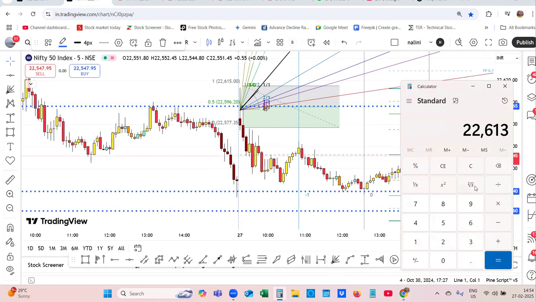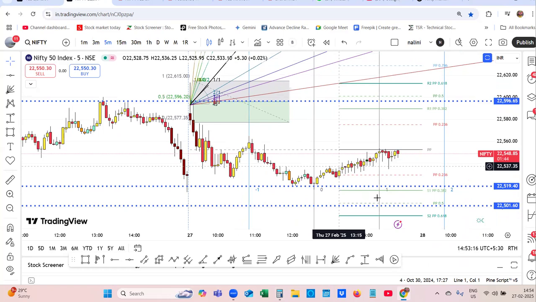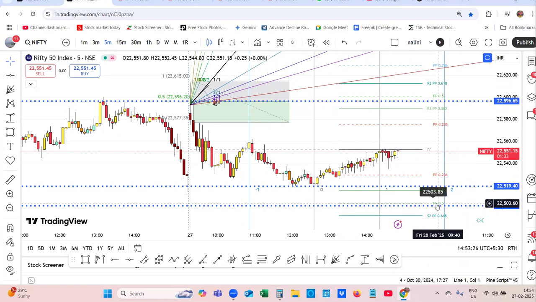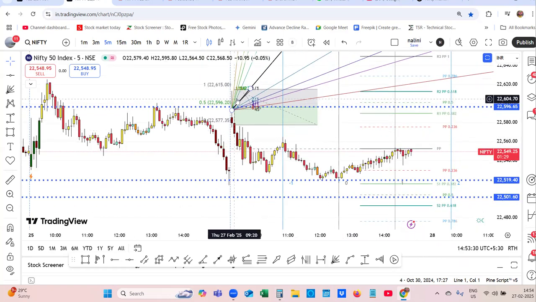22,630 square root, and then I am minusing by 0.382 is equal to, if I square it, I am getting 22,490. So the market came down to 22,516, a little bit near that 0.38. This one it has come. So this was the PE trade.